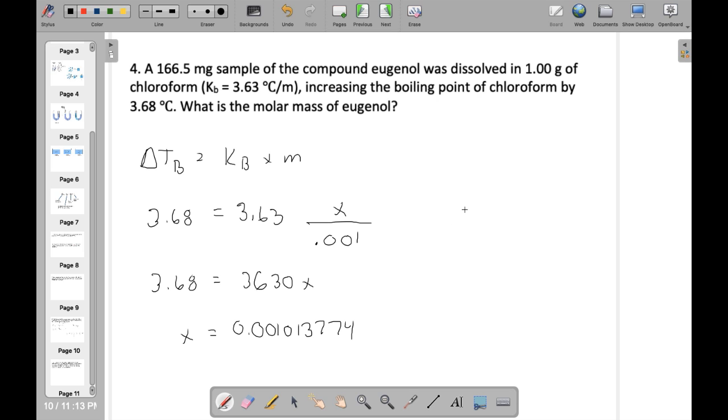Okay, now, yet again, molecular weight, molar mass. See how they like to change up the terminology just to confuse you even more? Is grams per mole. Well, I know how many moles I have. I have that many moles. Do I have to write it again? I guess I will. So how many moles I have? How many grams of this stuff do I have? I have 166.5 milligrams. And I just have to convert it to grams.